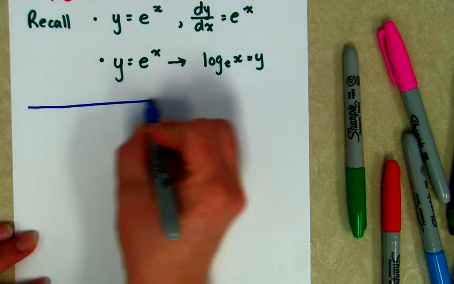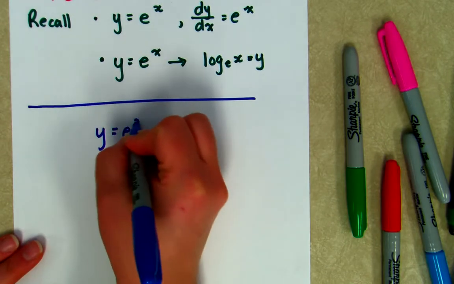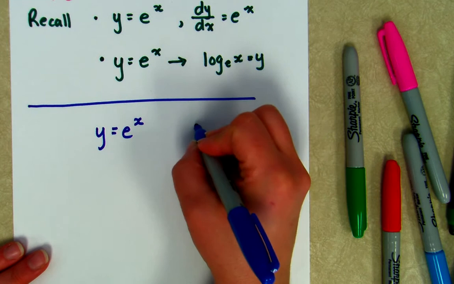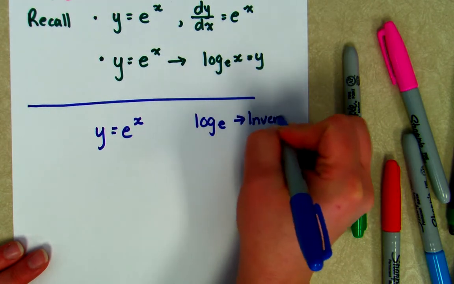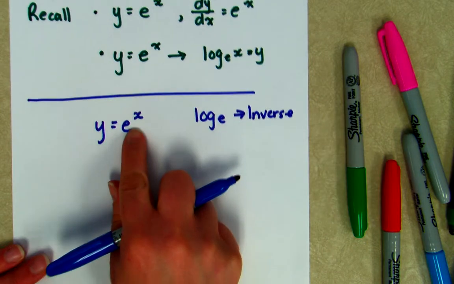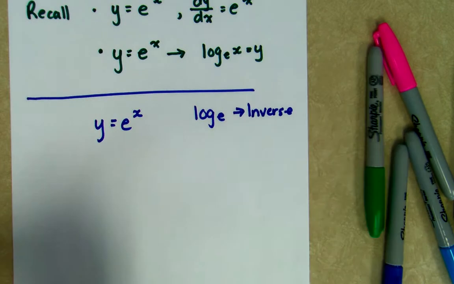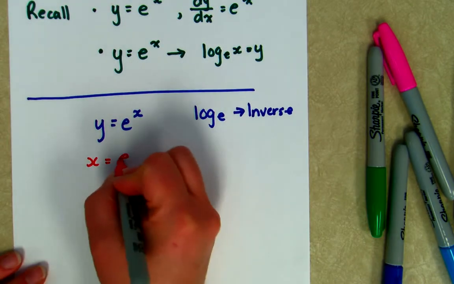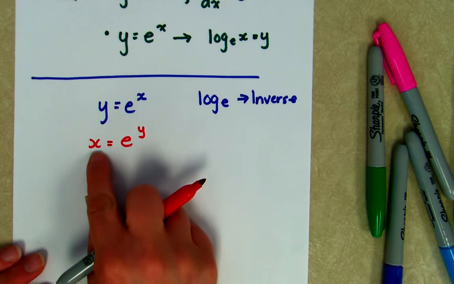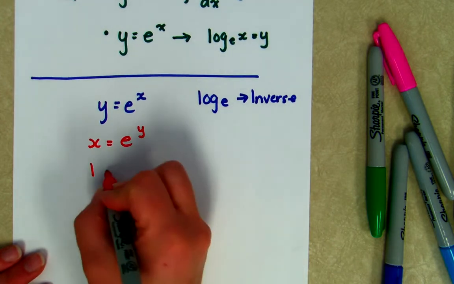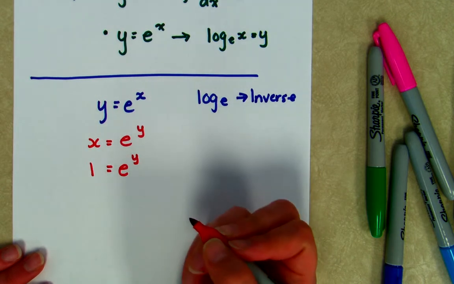So I'm going to start with the exponential function, y equals e to the x. If I'm looking for the derivative of log base e, that means I'm doing the inverse of this. Inverse, if you think back to grade 11, means switch x and y. So I get x equals e to the y. Now I'm going to work on the derivative of this. Well, the derivative of x is just 1. The derivative of e to anything is e to that exponent.